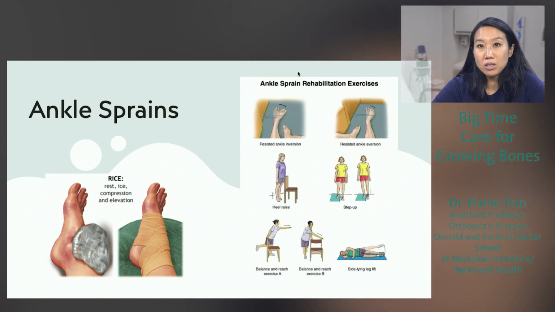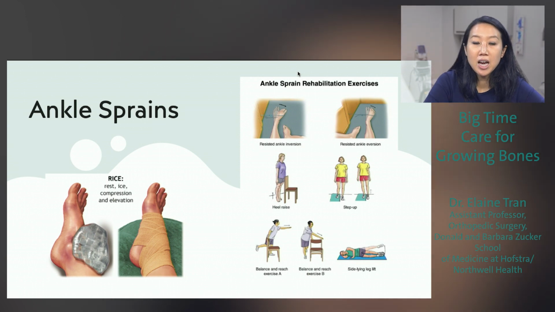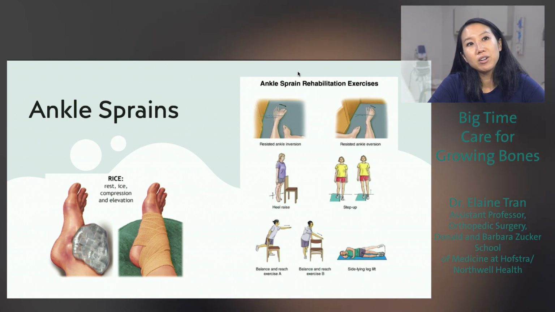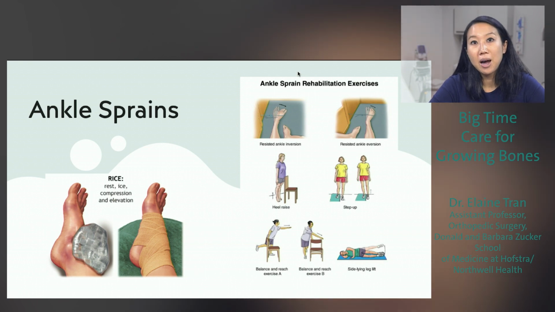A boot can sometimes be helpful for the first 1 to 2 weeks, but in general, early mobilization rather than long-term immobilization with casting or a long-term boot is better for your ankle sprain to heal.